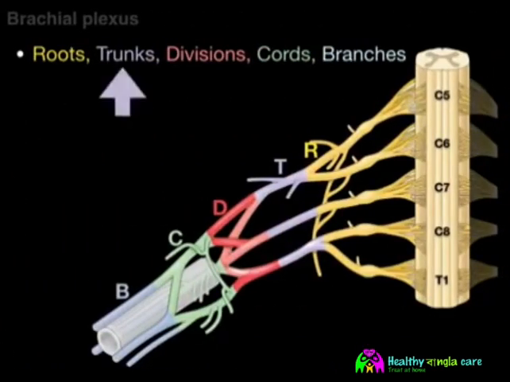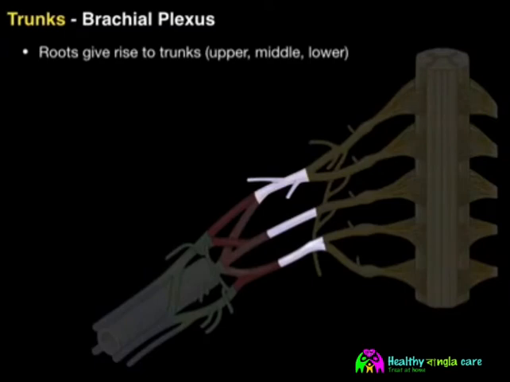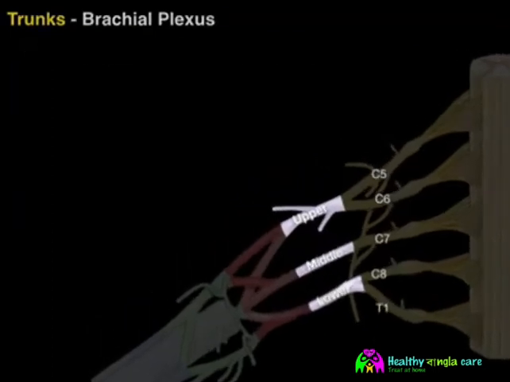Okay, so now let's talk about the trunks of the brachial plexus. Roots give rise to trunks: upper, middle, and lower trunk, sometimes known as superior, middle, and inferior. So there's the C5 and C6 roots that join together to make the upper trunk. And then the C8 and T1 roots join together and make the lower trunk. And then the C7 root just continues as the middle trunk, the only contribution.